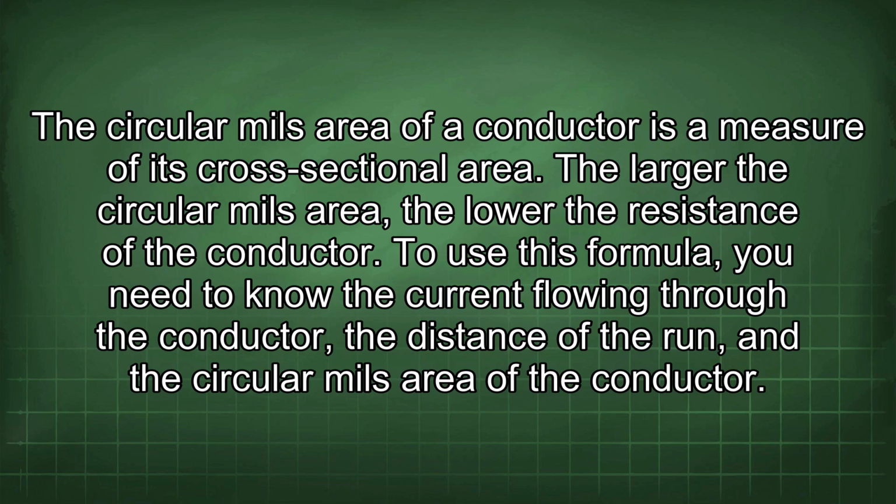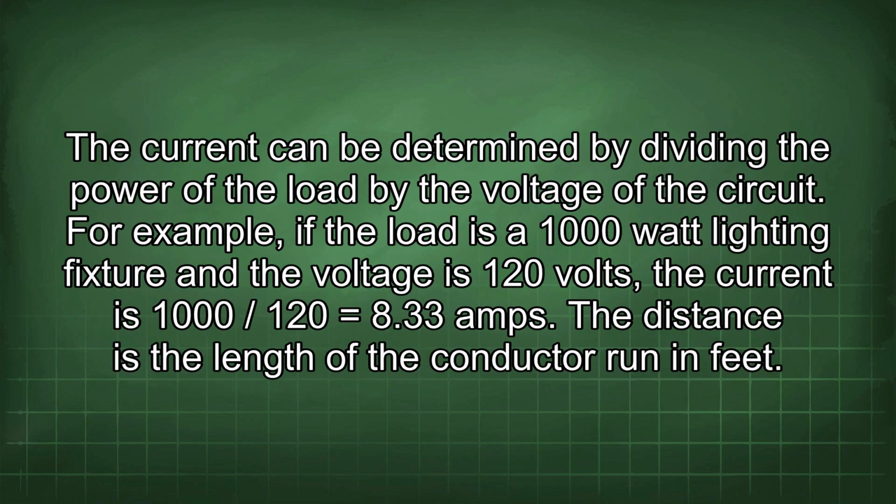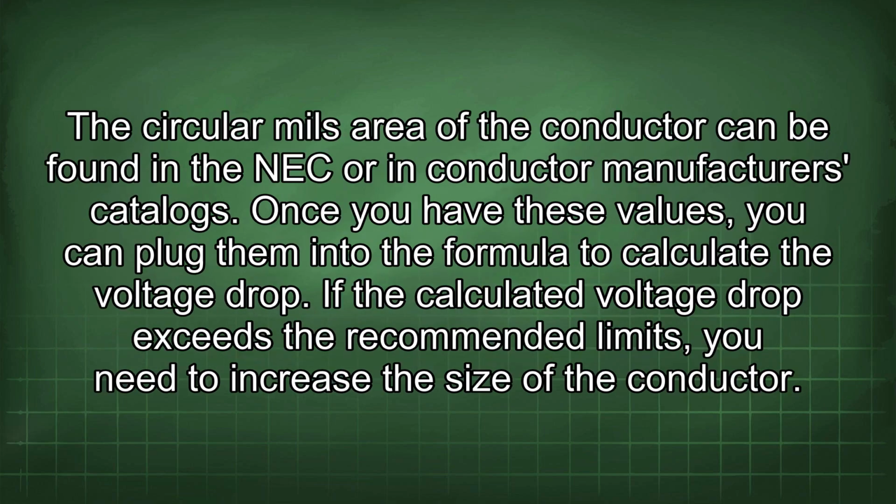To use this formula, you need to know the current flowing through the conductor, the distance of the run, and the circular mils area of the conductor. The current can be determined by dividing the power of the load by the voltage of the circuit. For example, if the load is a 1000 watt lighting fixture and the voltage is 120 volts, the current is 1000/120 equals 8.33 amps. The distance is the length of the conductor run in feet. The circular mils area of the conductor can be found in the NEC or in conductor manufacturers' catalogs. Once you have these values, you can plug them into the formula to calculate the voltage drop.